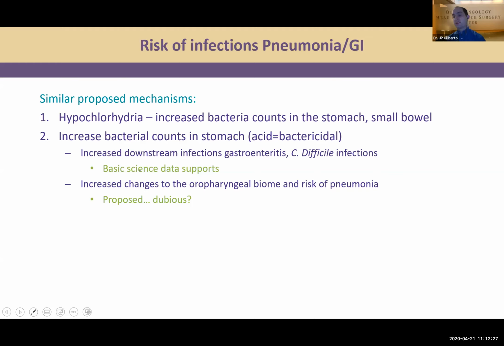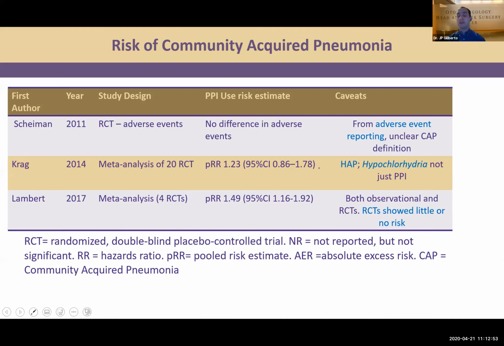leads to downstream infections. There are some authors who say that this same hypochlorhydria leads to change of the oropharyngeal biome and increased risk of pneumonia because of ascending migration of those increased bacterial loads from the lack of bactericidal nature of the antacids for acid suppression.